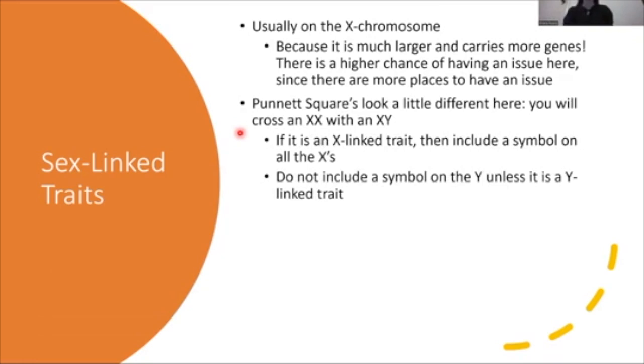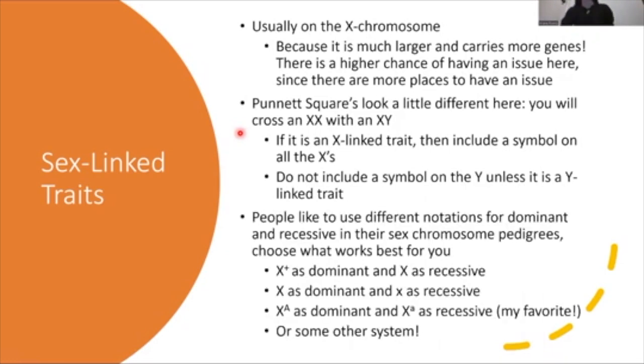And the Punnett squares are going to look a little bit different here. We're actually going to be crossing an XX female with an XY male. If it's an X-linked trait, which it usually will be, there's going to be a symbol on the X's, and you're not going to put a symbol on the Y unless it tells you it's a Y-linked trait. So most of the time, it's just going to be blank.